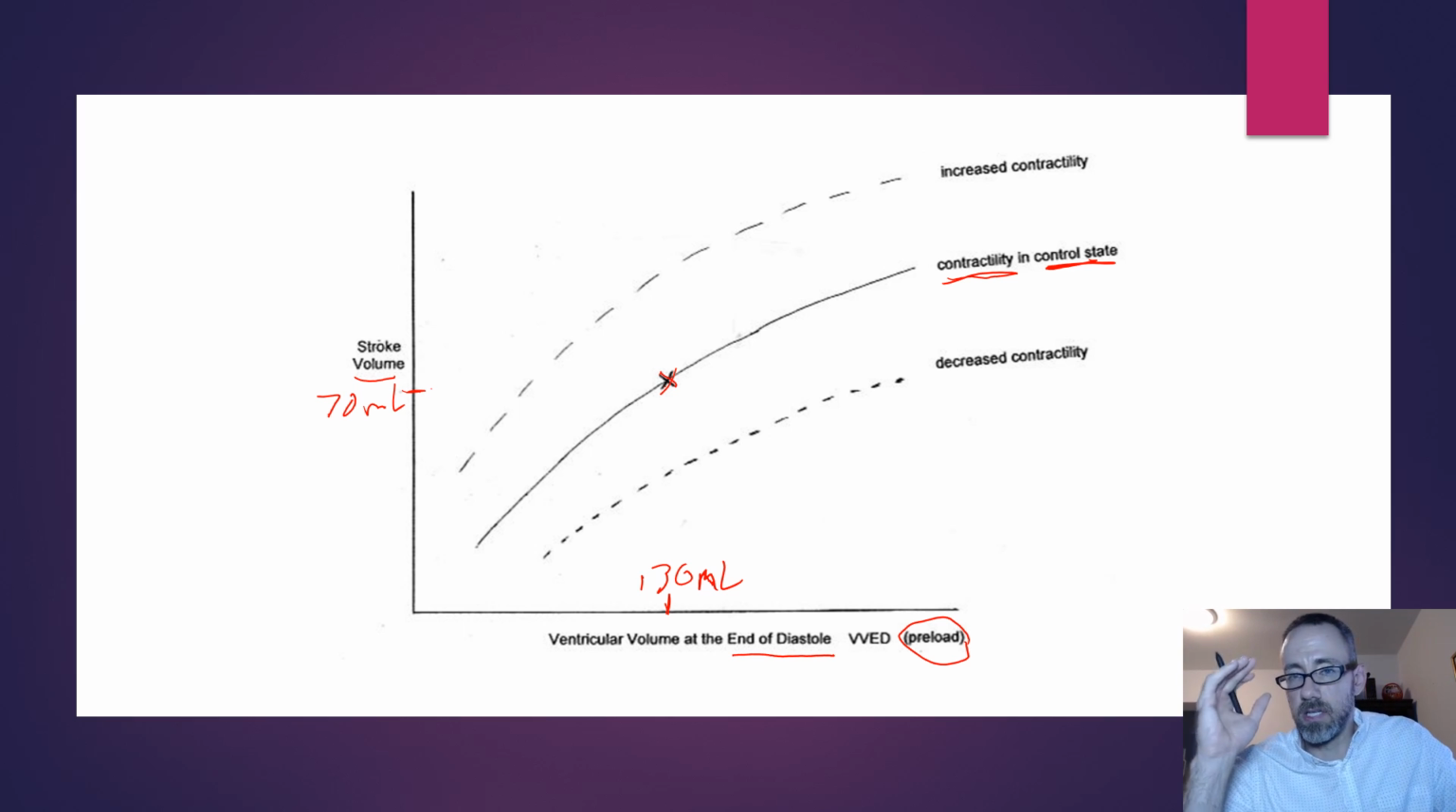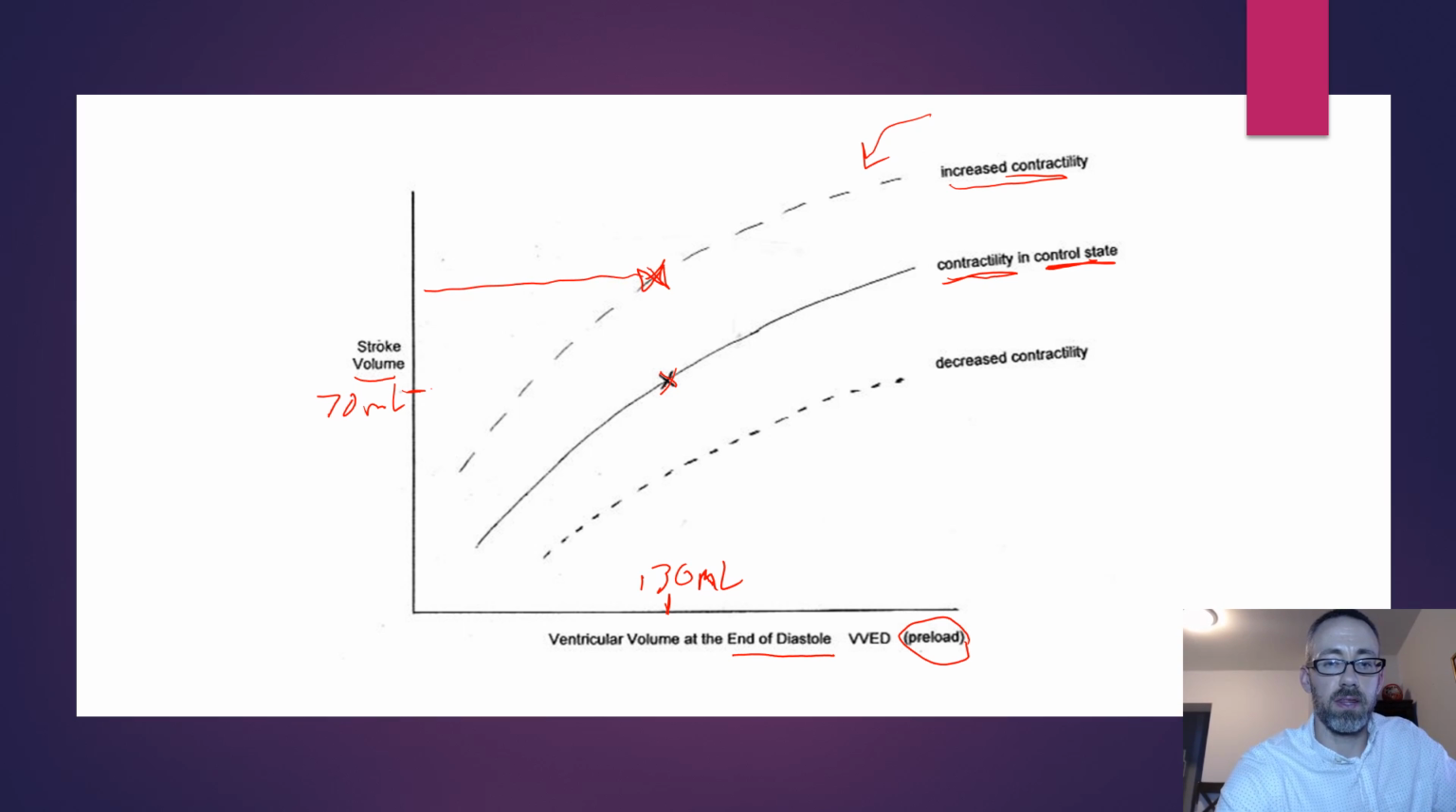Now let's say we want to increase the contractility. So we're stimulating it with the sympathetic nervous system. So we're increasing contractility. If we increase contractility, we are switching to the line up here. All right, that's an increase in contractility. So now for the same preload, right? If it's still 130 mLs, I draw my new line right here. You notice that that's associated with a higher stroke volume.